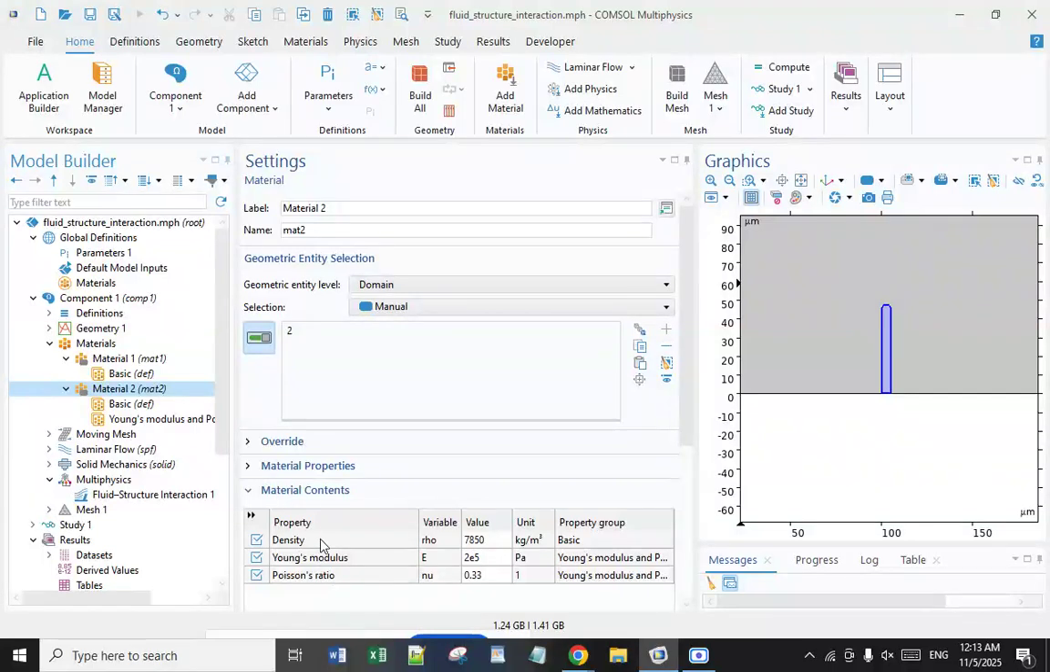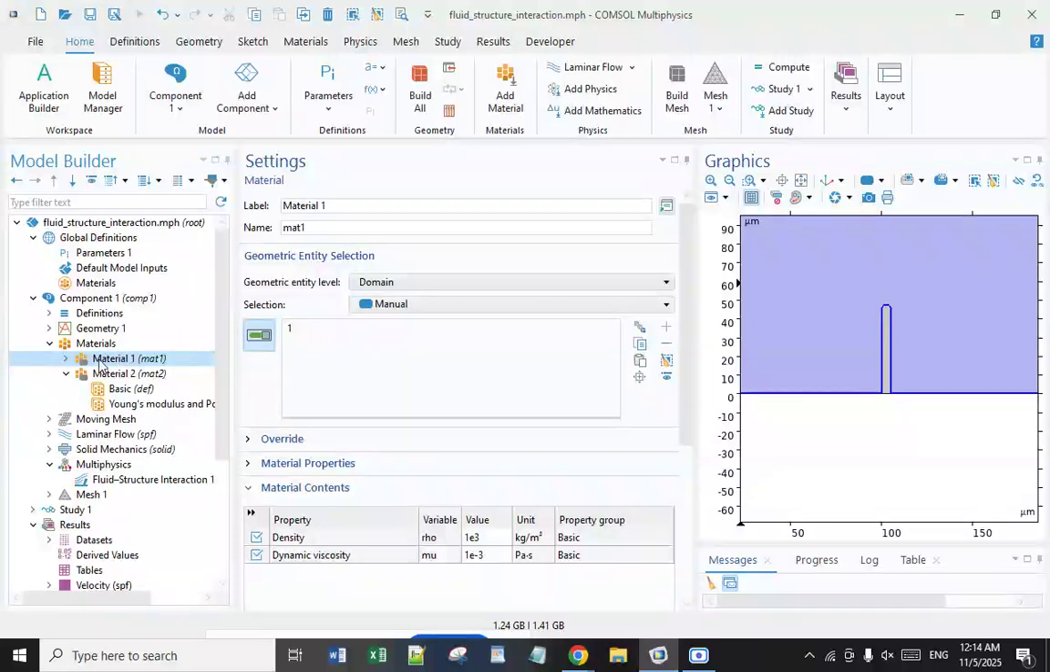And this is the solid structure, because you can see that we have a hardness in the material, which shows how large the Young's modulus is. It is about 2e5 pascal, and the density is near to a steel. And also the Poisson ratio is 0.33, which indicates how much the strain goes from horizontal to vertical.